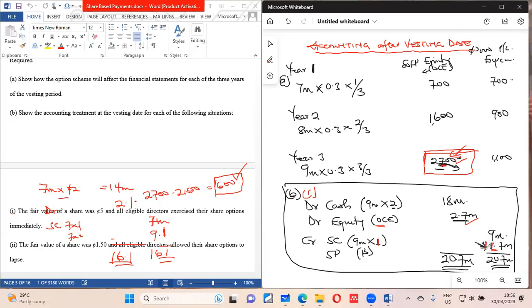So you see, the share premium that we have here is a combination of the 9 million and the 2.7 we have moved from the OCE into share premium. That is all that we said. That is all that accounting after the vesting date is about.